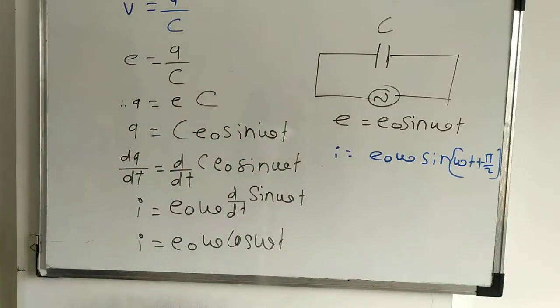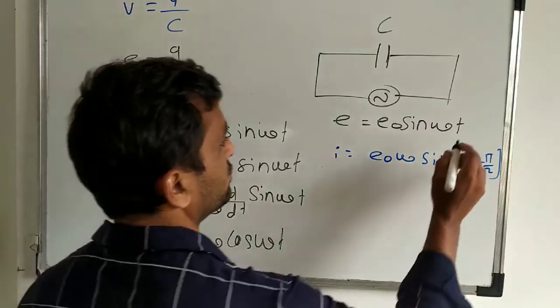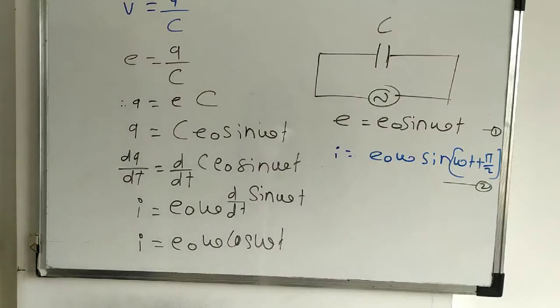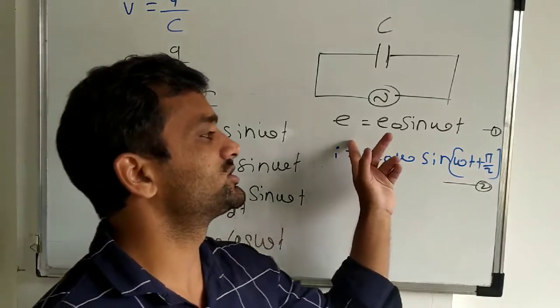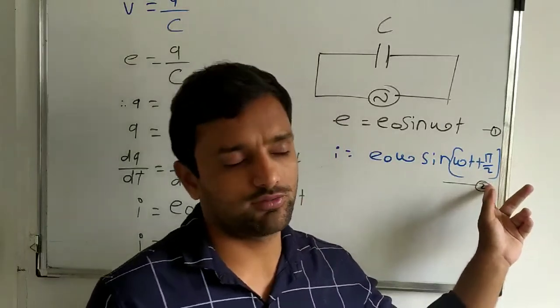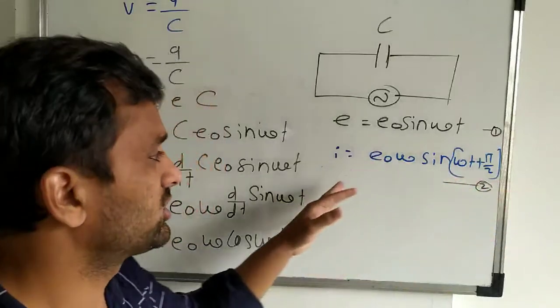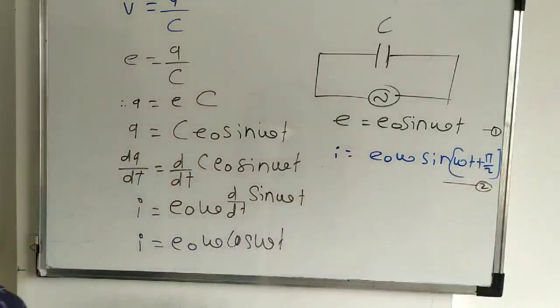How can we write the same equation in terms of sine? Then we have to consider the angle 90 degrees in the omega t. If you compare these two equations of the applied EMF and the current, then what can we conclude? We can conclude that the current leads the EMF by the angle of 90 degrees, or the EMF is lagging behind the current by the angle of 90 degrees.